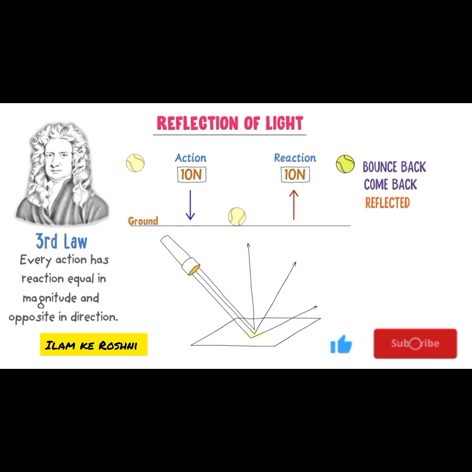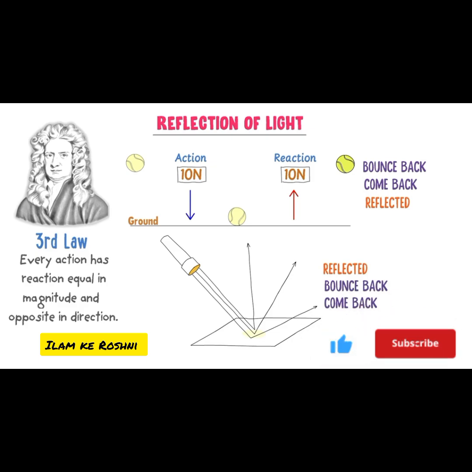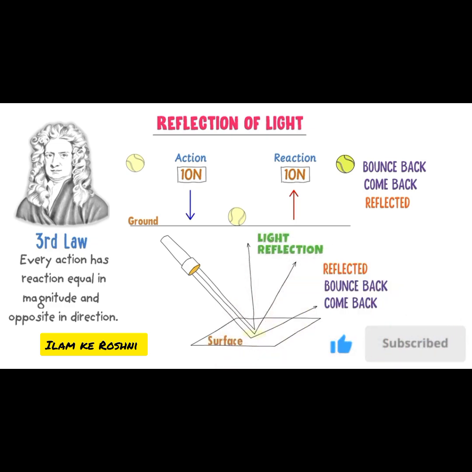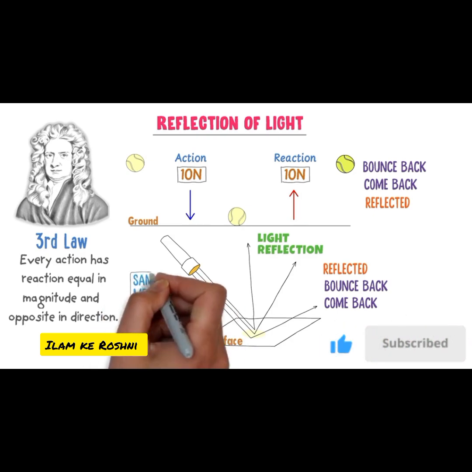This ray of light is also reflected, bounced back or comes back just like this ball. This coming back or bounce back of the light ray after hitting any surface is called reflection of the light. Let me repeat it. This coming back or bounce back of the light ray after hitting any surface is called reflection of the light.